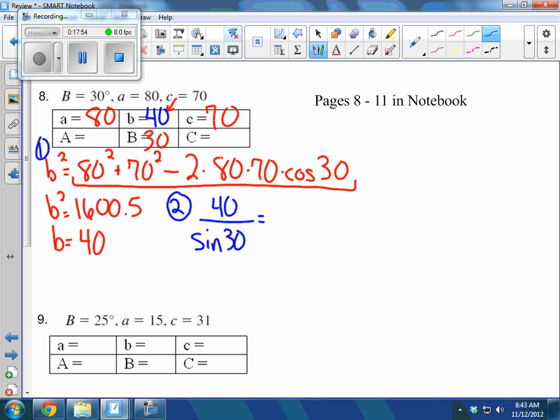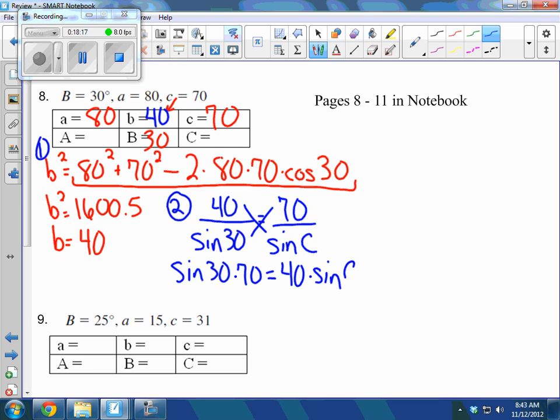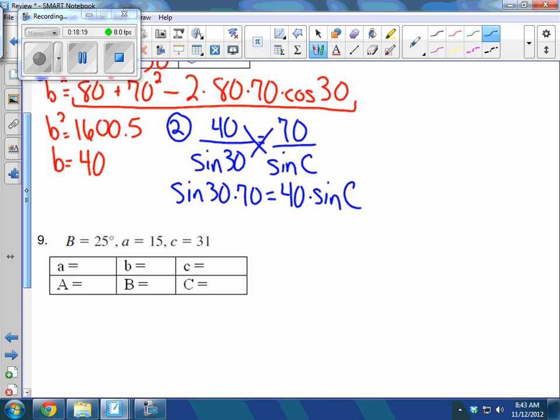And I'm going to find C first. I want you guys to go for the smaller angle first. So 70 with sine of big C. And then this is your cross products step. So I will take on the calculator sine of 30 times 70. Careful with the parentheses when you type that in. And when I'm done, whatever that is, 40 times the sine of C should be the same number. So sine of 30 times 70 on the calculator is 35.